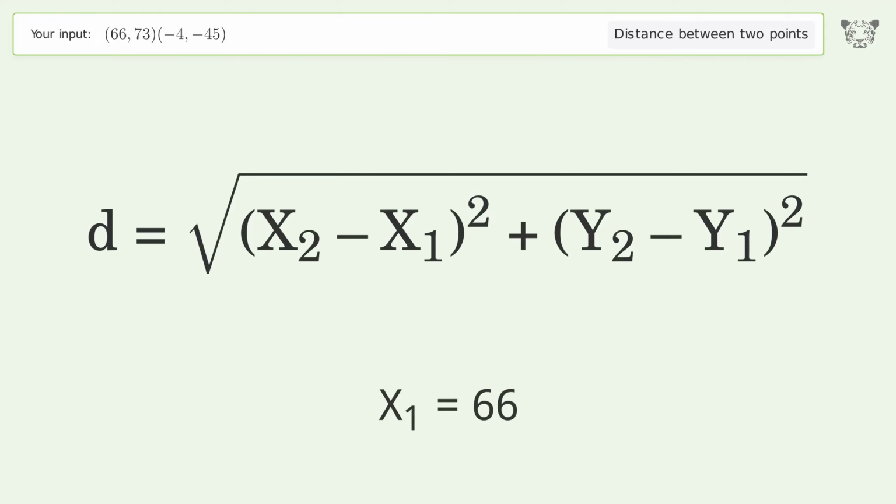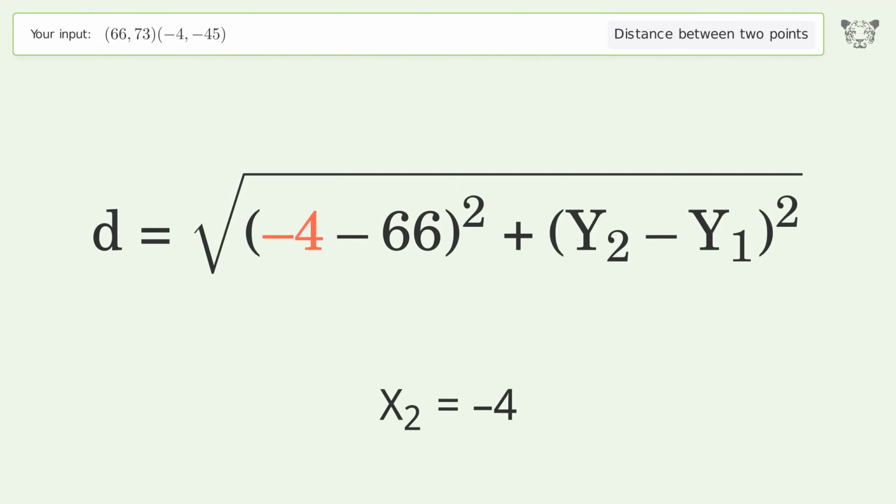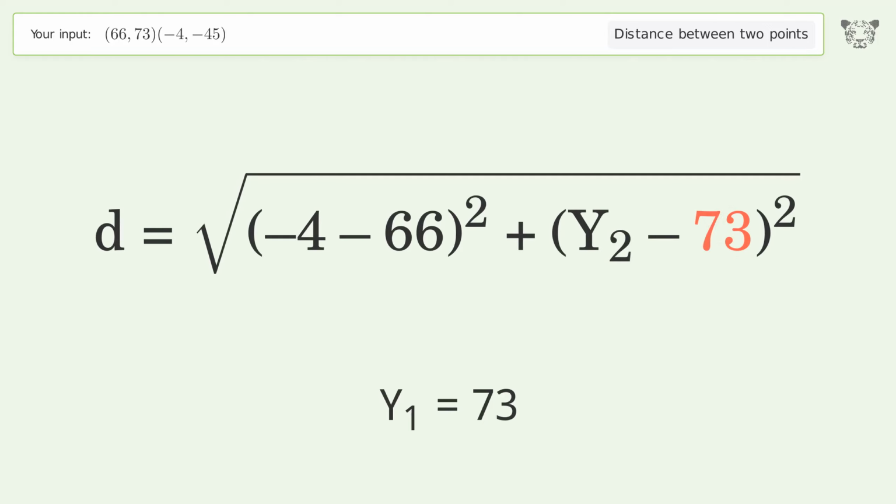x1 equals 66. x2 equals -4. y1 equals 73. y2 equals -45.